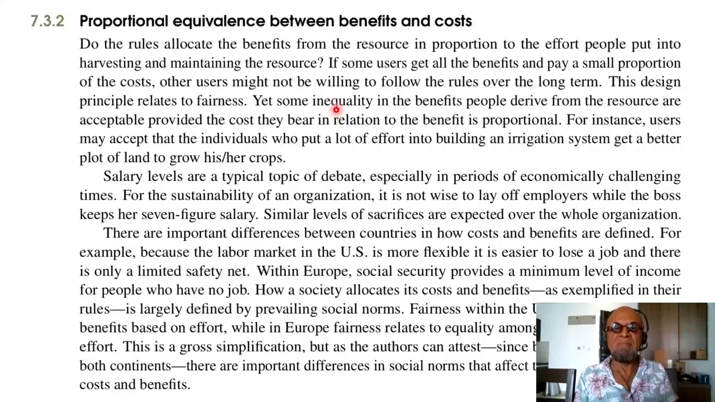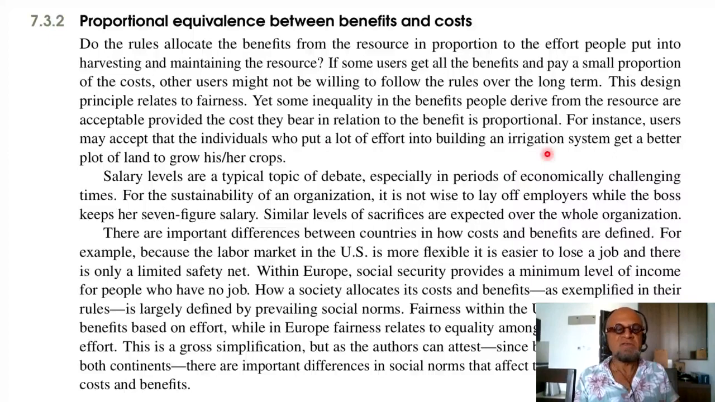If some users get all the benefits and pay a small proportion of the costs, other users might not be willing to follow the rules over the long term. They might say, screw it, I'm going to do whatever I want. This design principle relates to fairness of all the stakeholders, yet some inequality in the benefits people derive from the resource is acceptable provided the cost they bear in relation to the benefit is proportional.